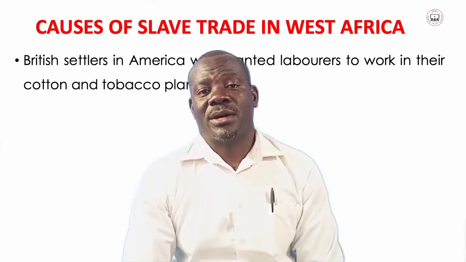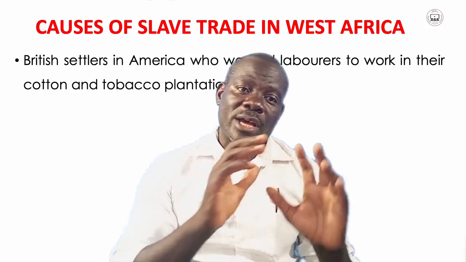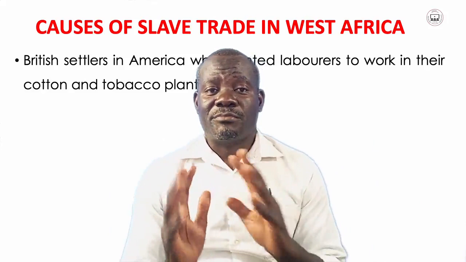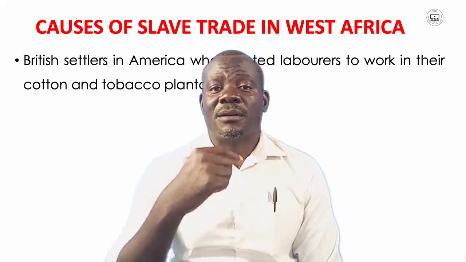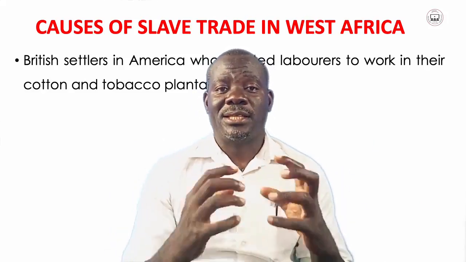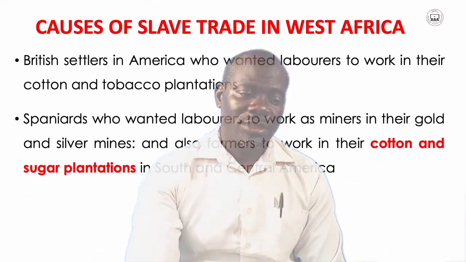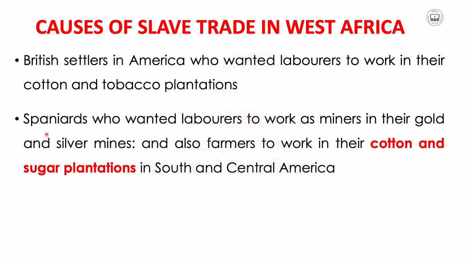Here we are talking about the British who had farms. Plantations are big farms. So there were the British in America who wanted people, laborers, to work in their farms right there in America. And another one is the Spaniards who wanted laborers to work as miners in their gold and silver mines, and also farmers to work in their cotton and sugar plantations in South and Central America.